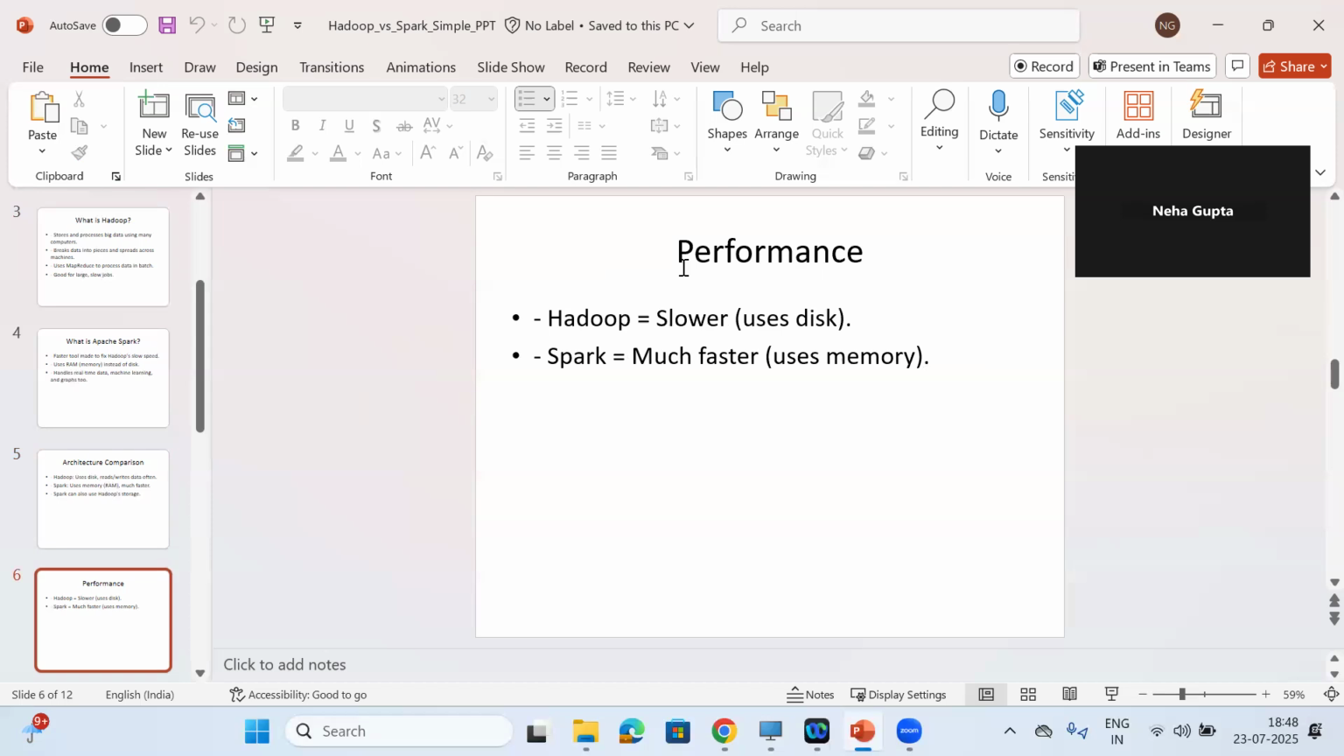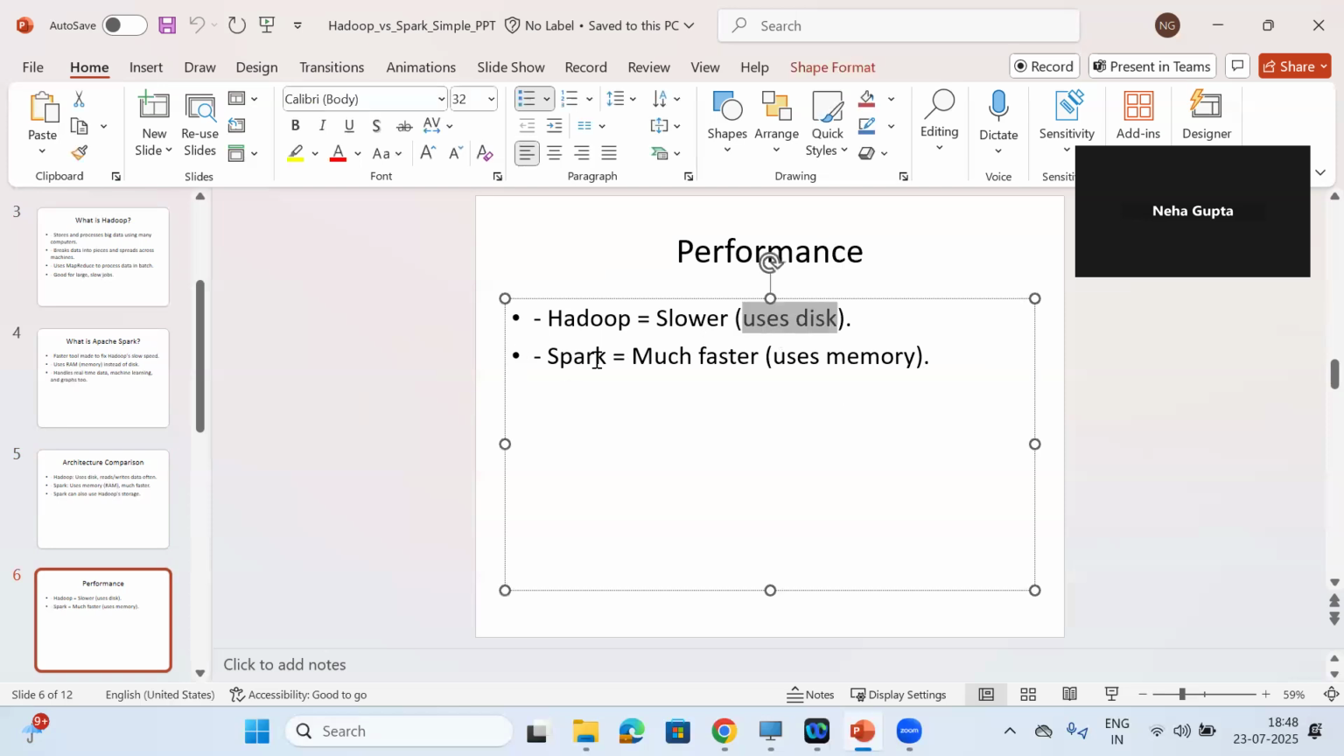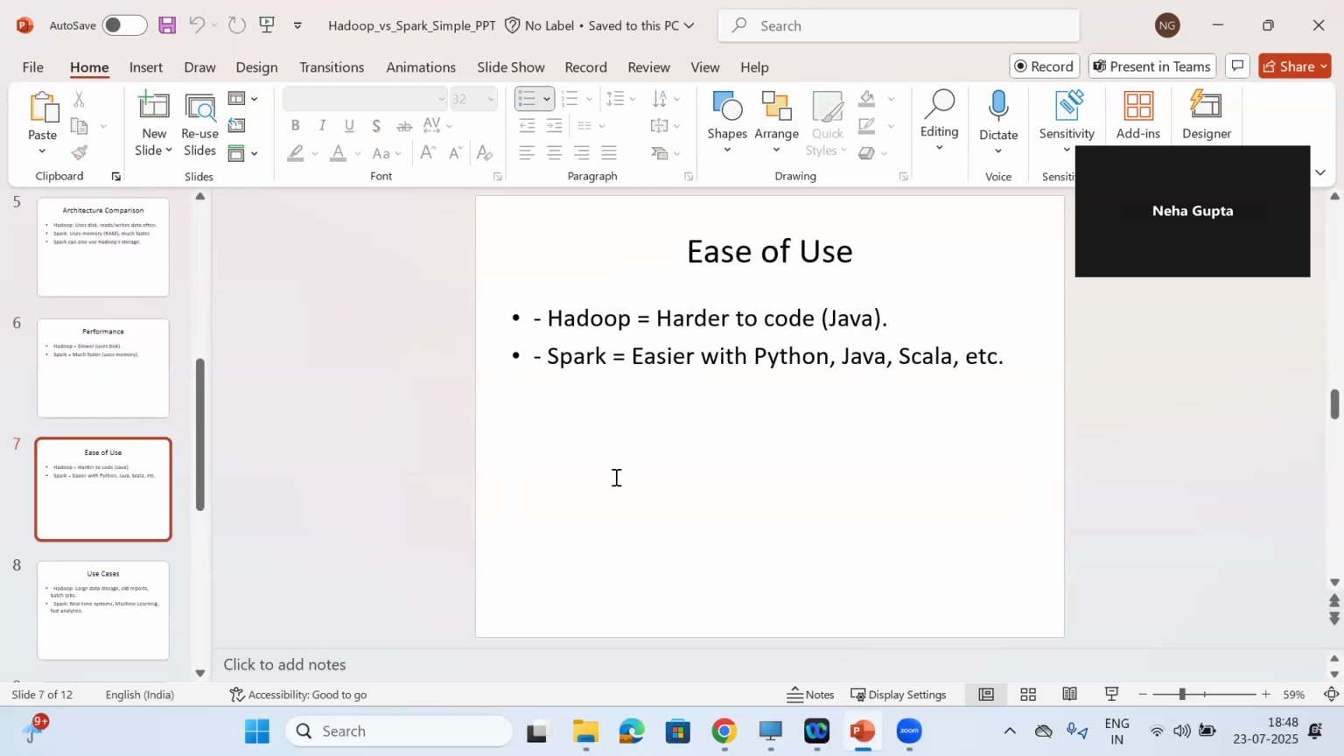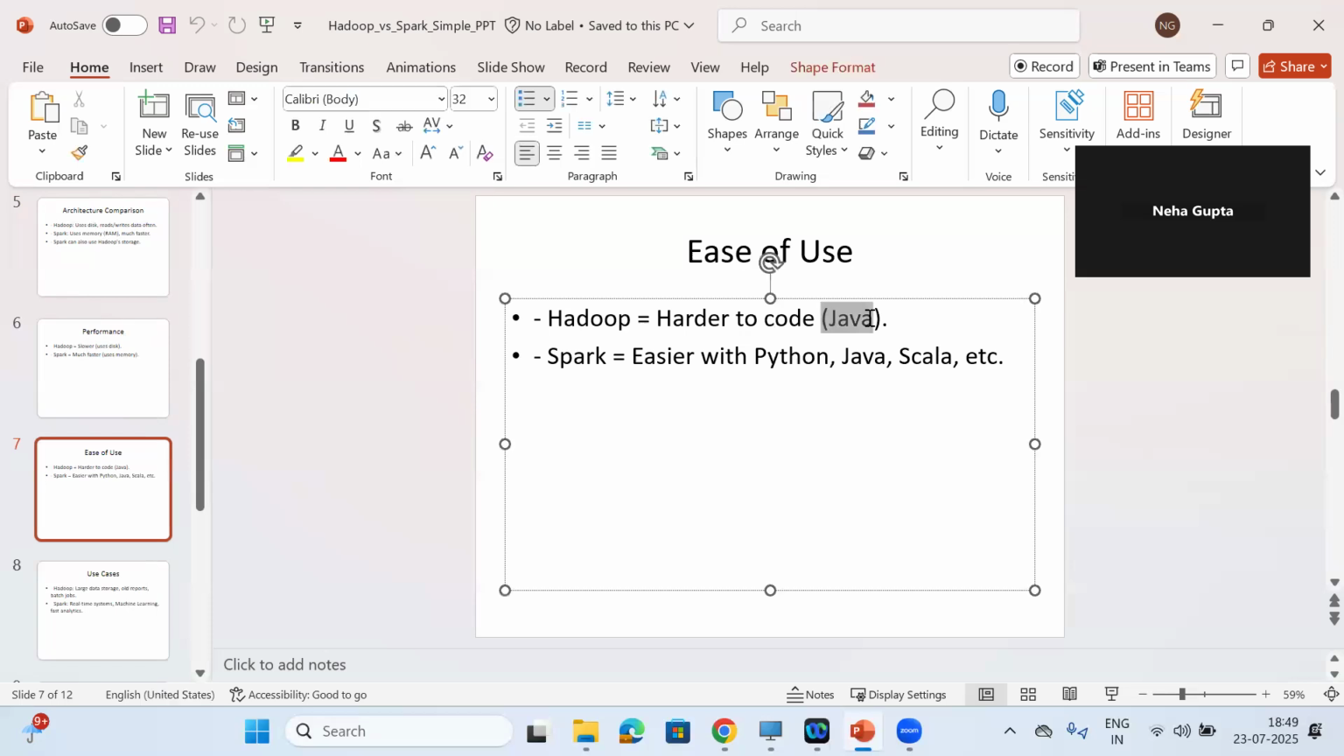If we talk about performance, Hadoop is slower because it uses disk to store the data. Spark is much faster because it uses memory to store the data. Hadoop is also harder to code. Hadoop only supports Java, which not everyone can understand because it's a little difficult. But Spark supports multiple languages like Python, Java, Scala, etc.